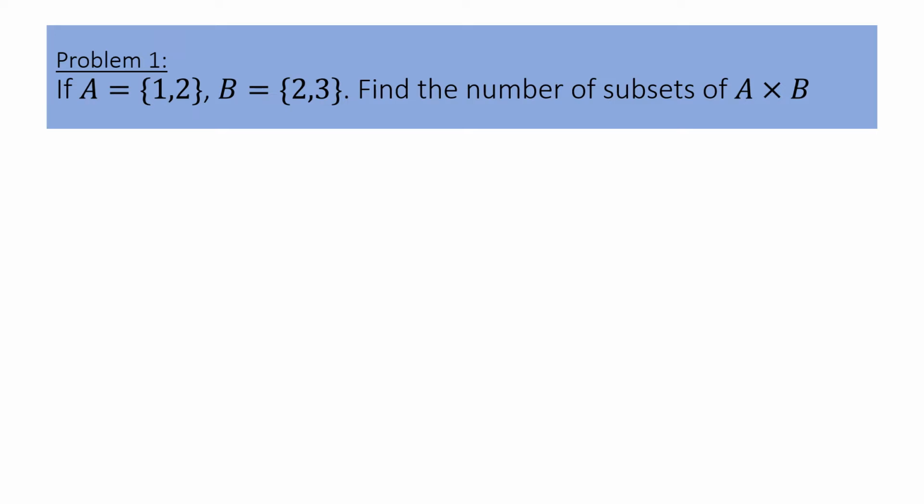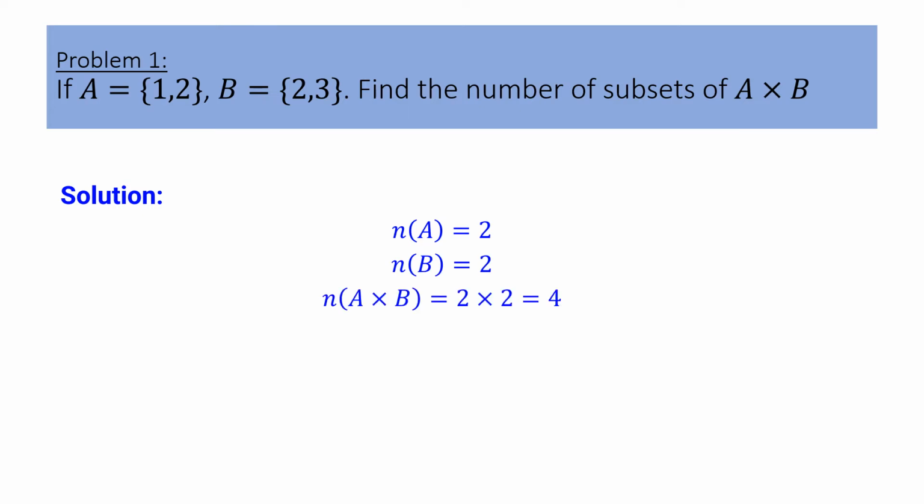In this problem, we are given a set A having elements 1 and 2 and set B having elements 2 and 3. We are required to find the number of subsets of A cross B. The number of elements in set A is 2 and the number of elements in set B is also 2. Therefore, the number of elements in the Cartesian product of A and B is equal to 2 cross 2. This is equal to 4.